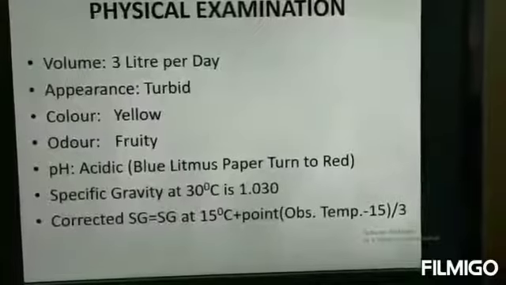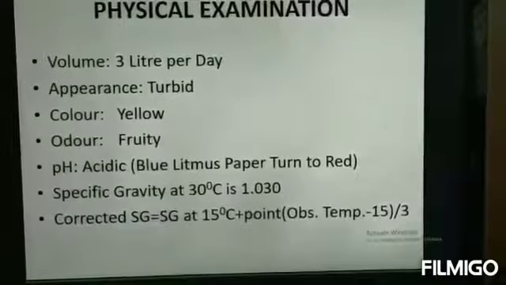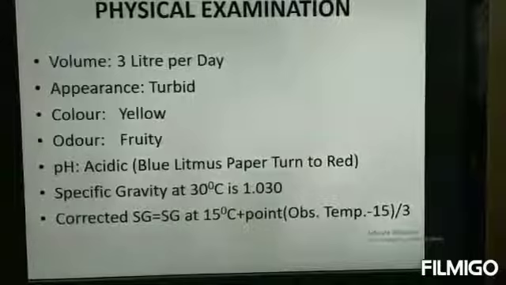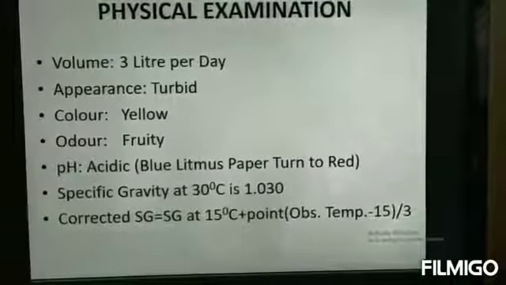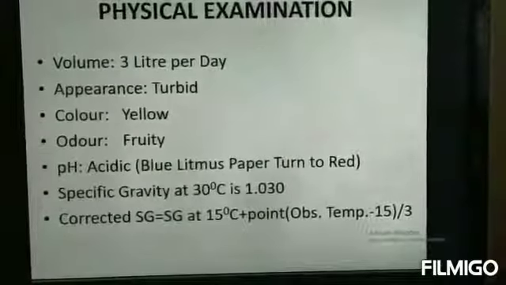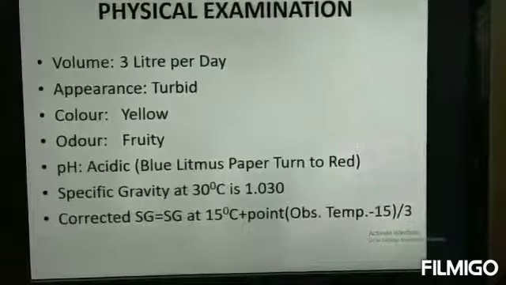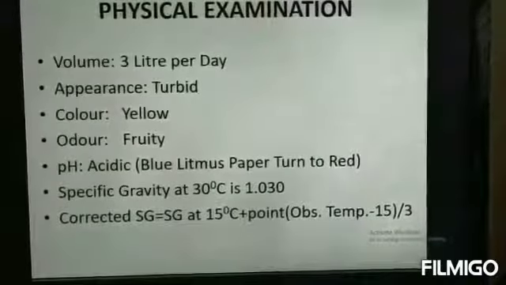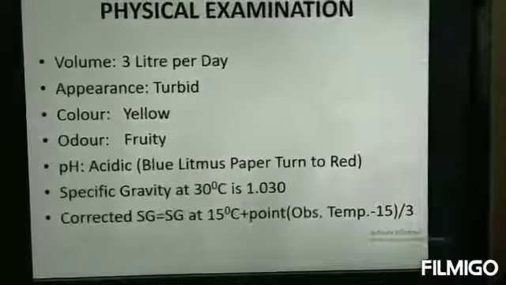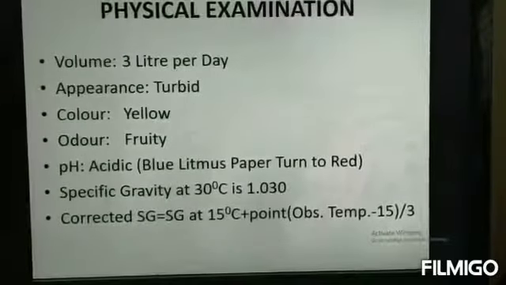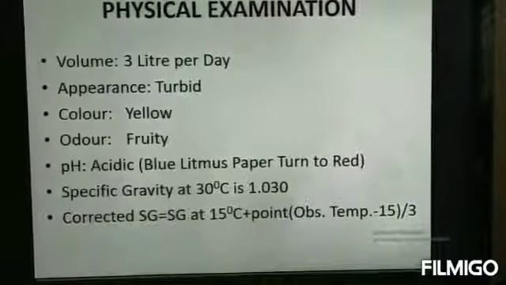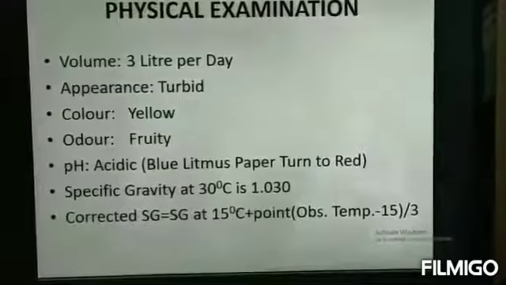Now going to the writing part for the analysis of abnormal constituents of urine practical. First we have to write down the physical examination, then you have to write the biochemical examination. In physical examination, volume is given to you in your practical examination, appearance is turbid or not, color is yellow, odor is fruity, pH is acidic.